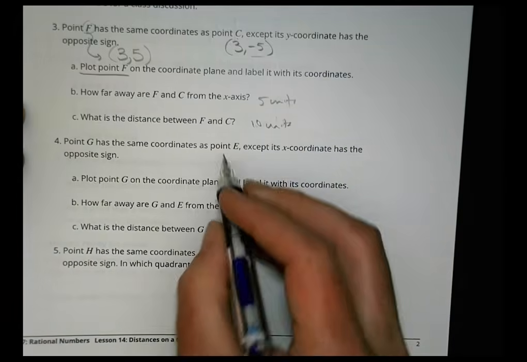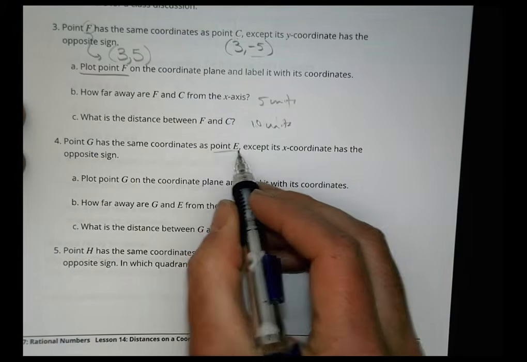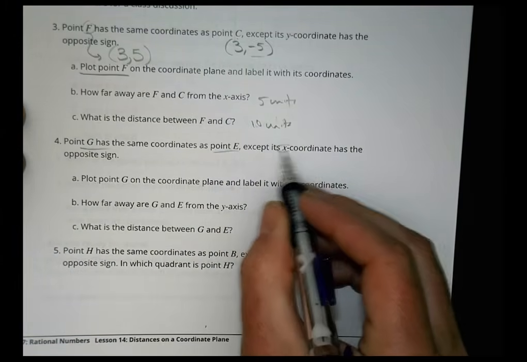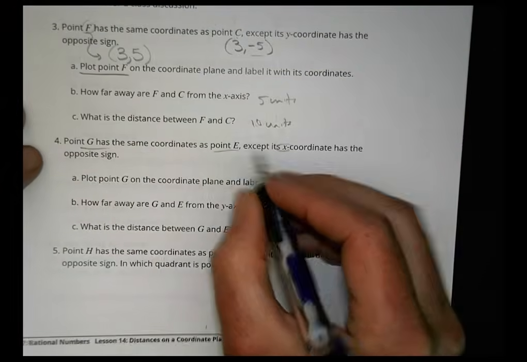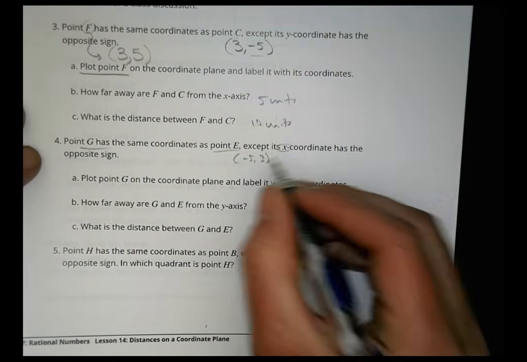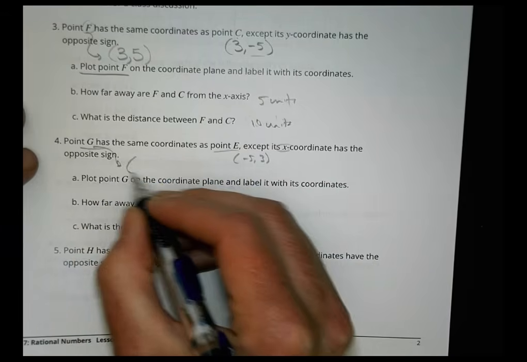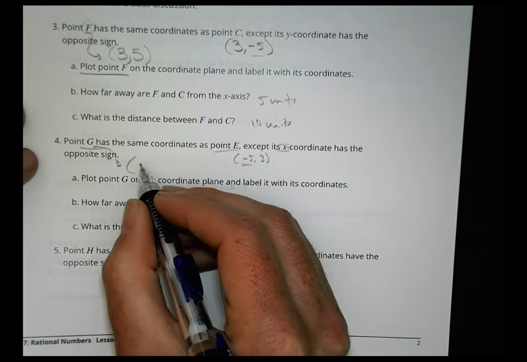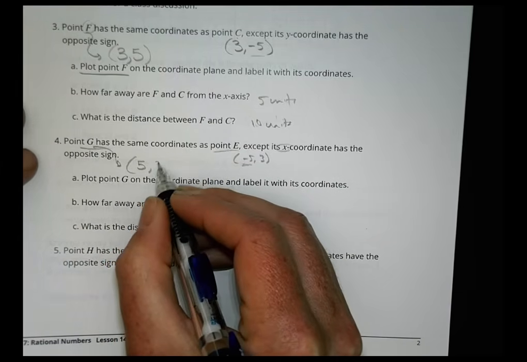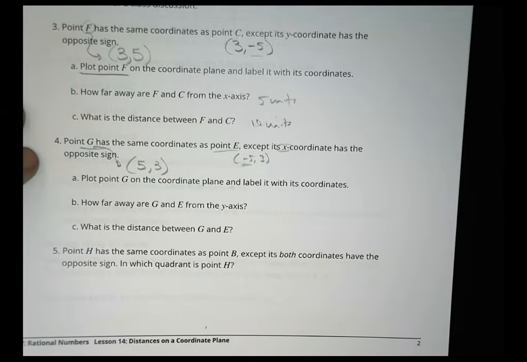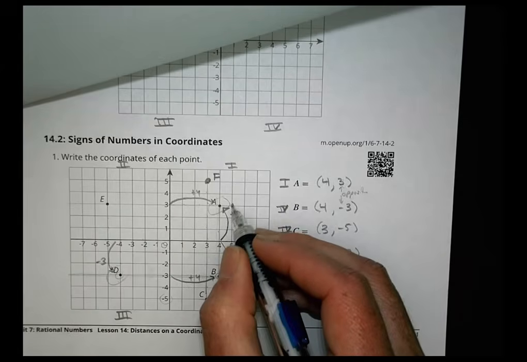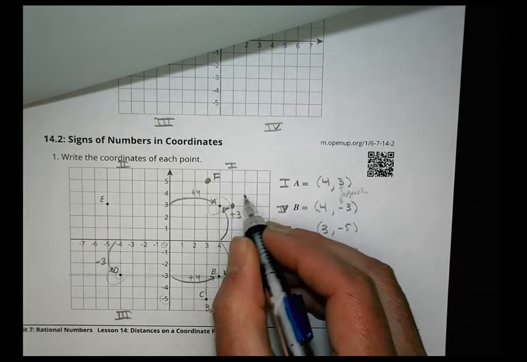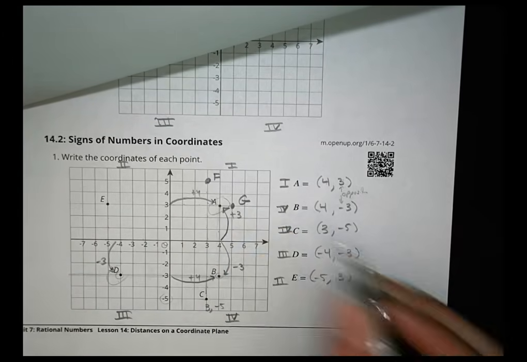Point G has the same coordinates as point E, except the x is the opposite. So what is E? E is negative 5, 3. So that makes G the opposite of the x. Opposite of negative 5 is positive 5, and the y stays the same. So let's plot that out. 5, 3, 5, 1, 2, 3. So there's G right there.